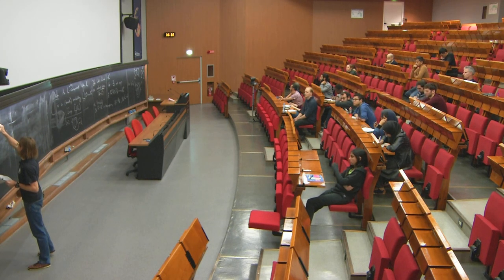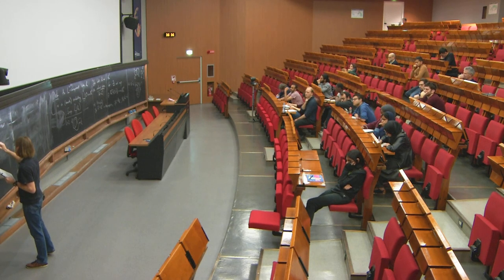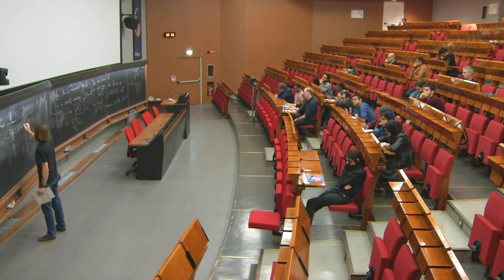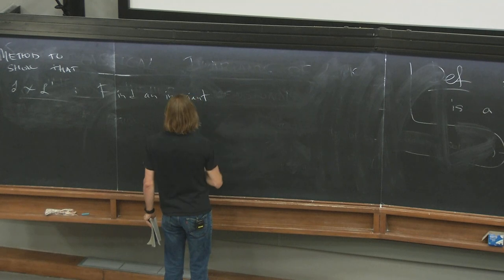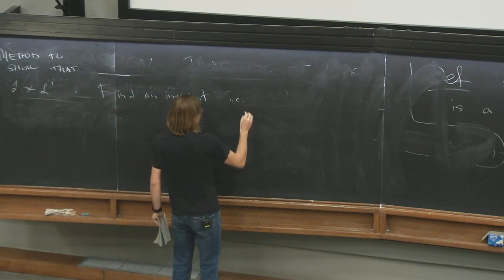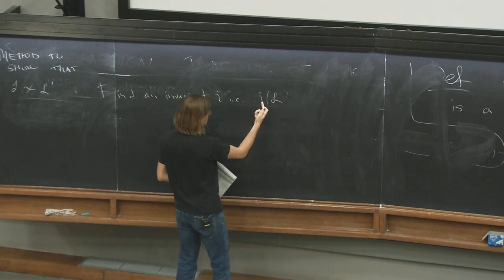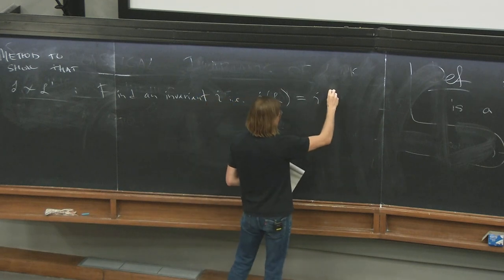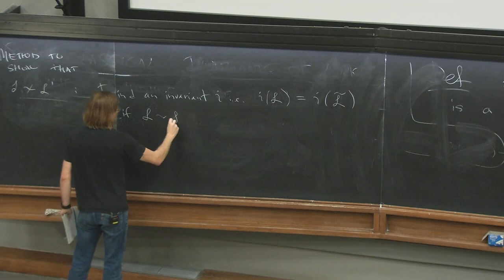So, a method to show that, for example, two links are not equivalent: find an invariant. Invariant means it will be invariant under ambient isotopy. For each link we assign some value, suppose a numerical value, such that the value of this invariant on a link L is the same as the value of the invariant on L tilde whenever L is ambient isotopic to L tilde.